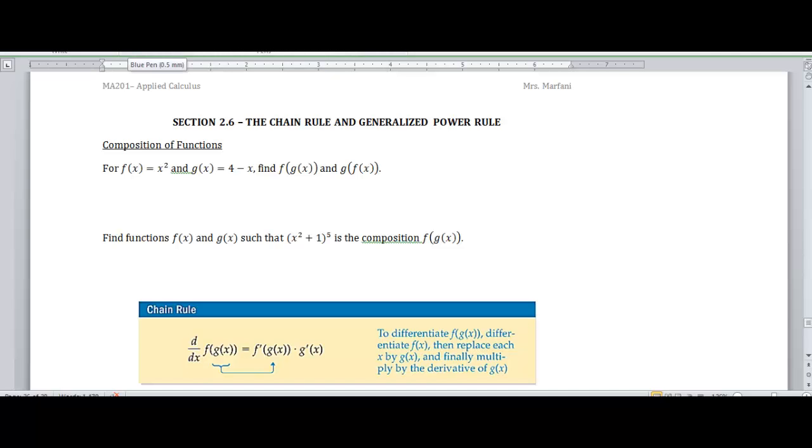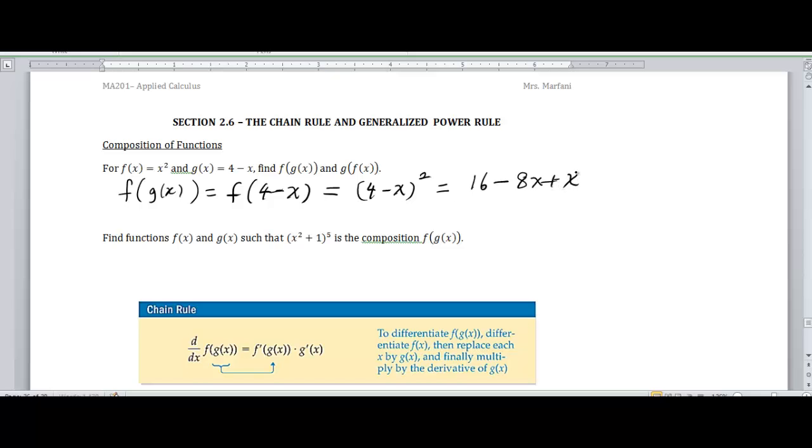So if I have f of x equals x squared, g of x is 4 minus x, find f of g of x. So this should be a review. That's f of 4 minus x. So every time I see the x variable in f of x, I'm going to plug in 4 minus x. That's 4 minus x quantity squared, and we can FOIL that out. Square the first thing, multiply these two together and double it, and then square the last thing.